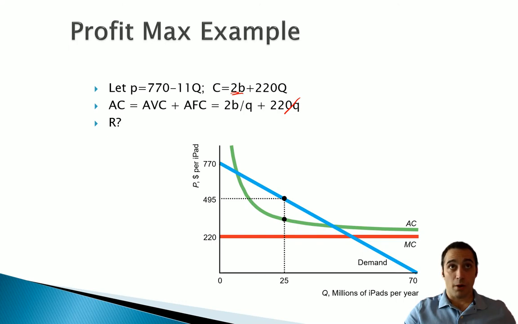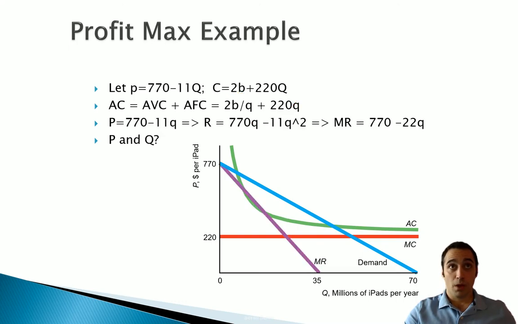What is then our revenue? Well, our revenue should be our inverse demand times quantity. So we're going to find 770Q minus 11Q squared. If we take the derivative of that, we should find 770 minus 22Q.